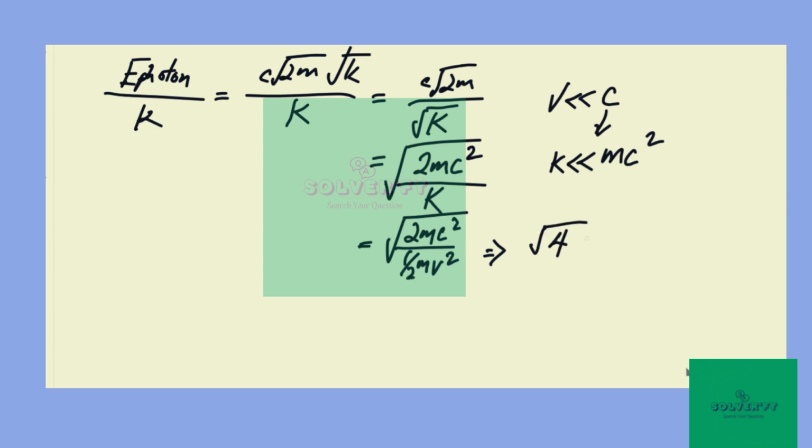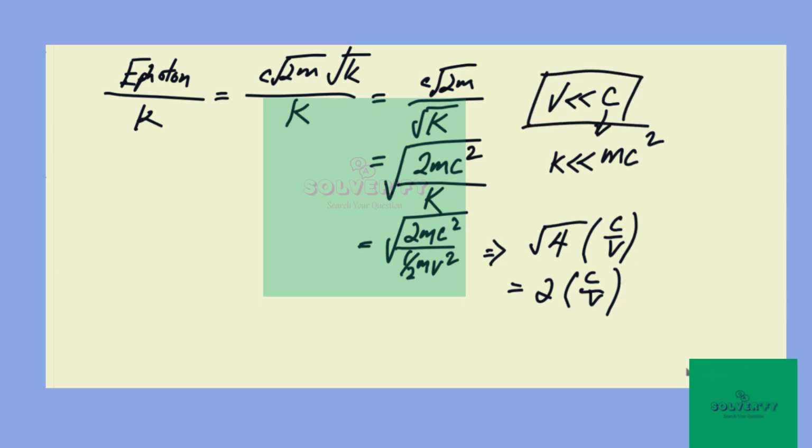which equals 2 times c over v. And since v is much smaller than c, this is a much larger value than 1. So this is greater than 1. Therefore, greater than 1 multiplied by 2 will definitely be a number that is greater than 1.